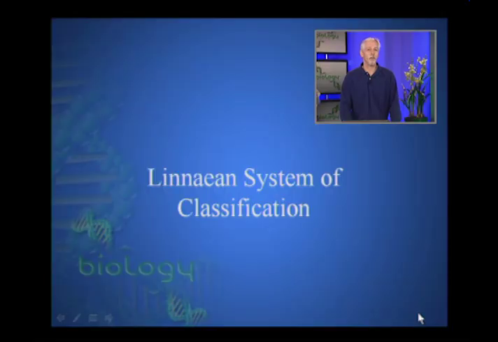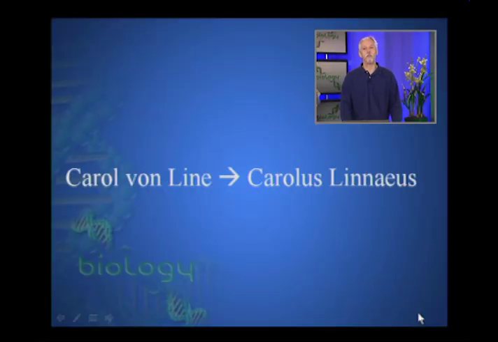Now, as we look at classification, historically we've used what's known as the Linnaean system of classification. And the father of classification was a Swede named Carl von Linné. And one of his legacies is that he's the one that Latinized sciences.